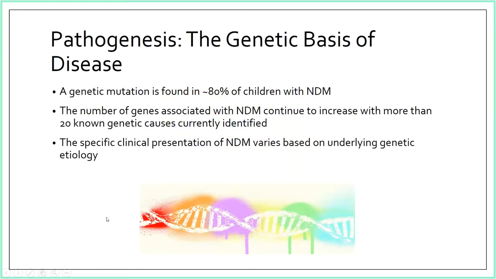Infants who are presenting with neonatal diabetes most commonly will have a monogenic cause of their diabetes. The genetic mutation is found in about 80% of children with neonatal diabetes mellitus, and the number of genes associated with neonatal diabetes continues to increase over time. Currently, there are more than 20 known genetic causes that have been identified. What's interesting really is that the specific clinical presentation of diabetes in the neonates varies based on their underlying genetic etiology.